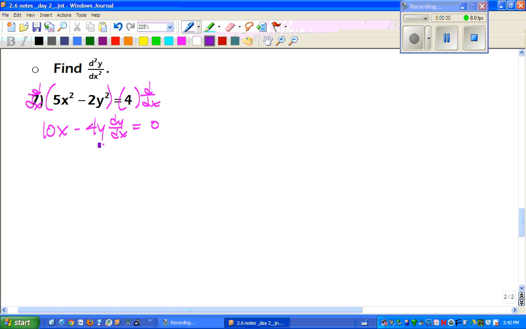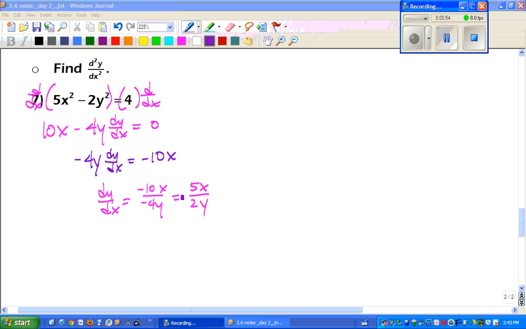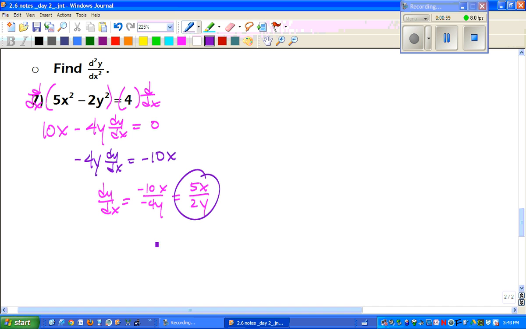We can go ahead and subtract 10x from both sides, so we have negative 4y dy/dx equals negative 10x. Then we want to divide both sides by negative 4y. dy/dx equals negative 10x over negative 4y, which gives us 5x over 2y. So this is our first derivative, 5x divided by 2y. Now we want to take the derivative of that.